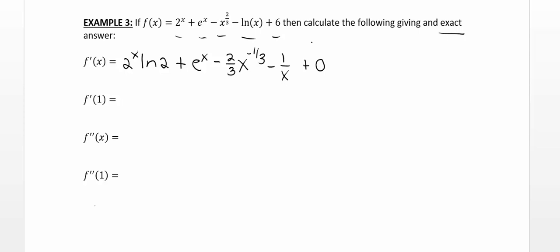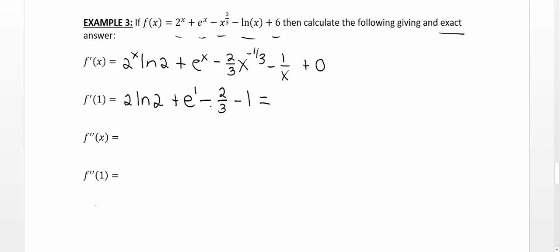And then we want to find the derivative at 1. So that means we're looking for the slope of the tangent line of the original function at 1. And we can find that by plugging 1 into our derivative function. Since we're looking for an exact answer, we are not going to simplify anything. So 2 to the 1 is 2. So I have 2 times the natural log of 2 plus e to the 1 minus, now here if you plug in 1 to the negative 1/3, you get 1. So 1 times 2/3 is 2/3 minus 1 over 1, which is 1.